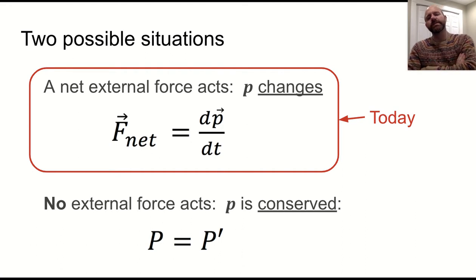There are two possible situations. If you have a net external force, the momentum changes, and that's Newton's second law. We're going to look at what that is in this video. But then there's also the case where the net external force is zero. Then dp/dt would be zero, and we would say that the momentum is conserved. This gets into the second of the conservation laws that we're talking about.